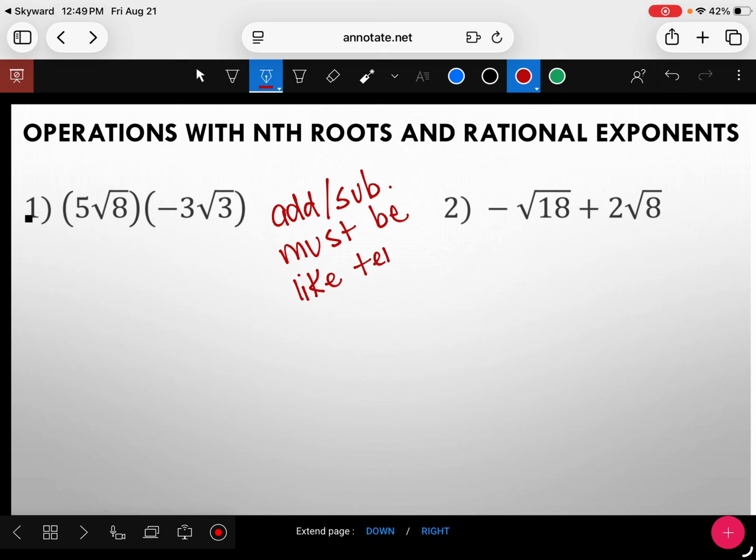And in order for them to be like terms, they need to have the same number under the square root or under the radical. So we're going to talk about all four operations: addition, subtraction, multiplication, and division today. We're finishing out Appendix 10.